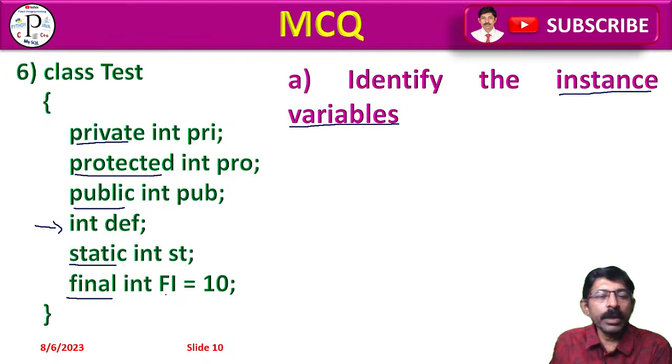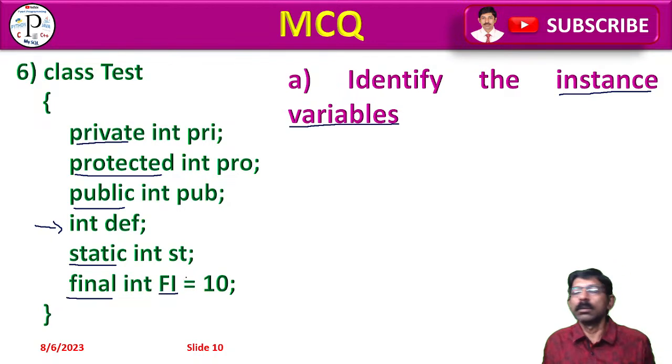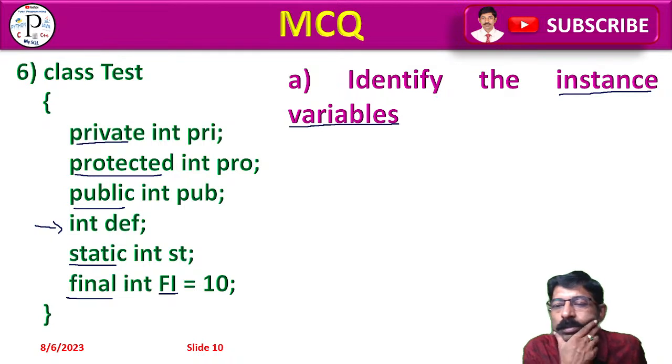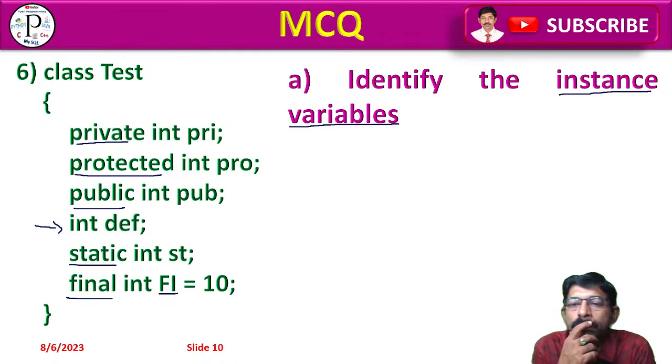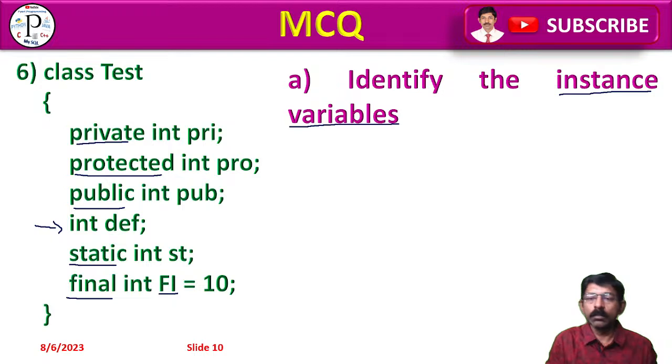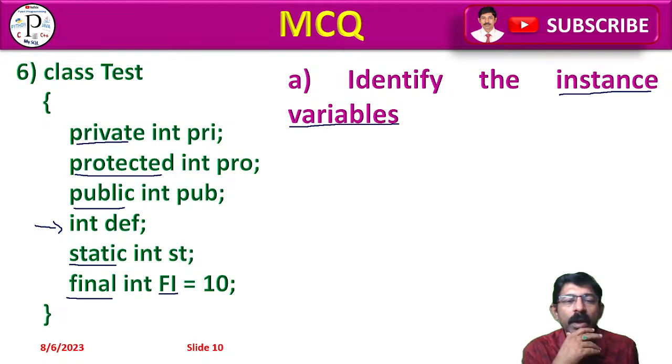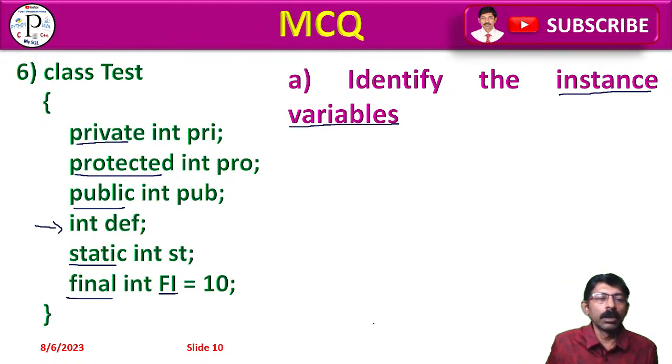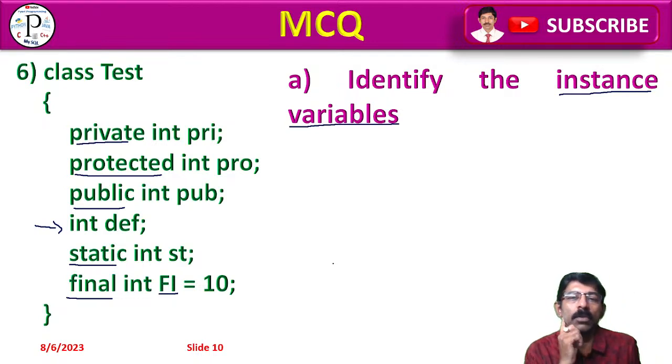Okay. What about FI? Subhasmita, what about FI? Subhasmita, can you give me a clearance? What about FI? Why it is not? This is understandable because static modifier is used. That means it is not a part of your object. It is a part of a class. Instance variable means it is a part of an object. Static means it is a part of a class.